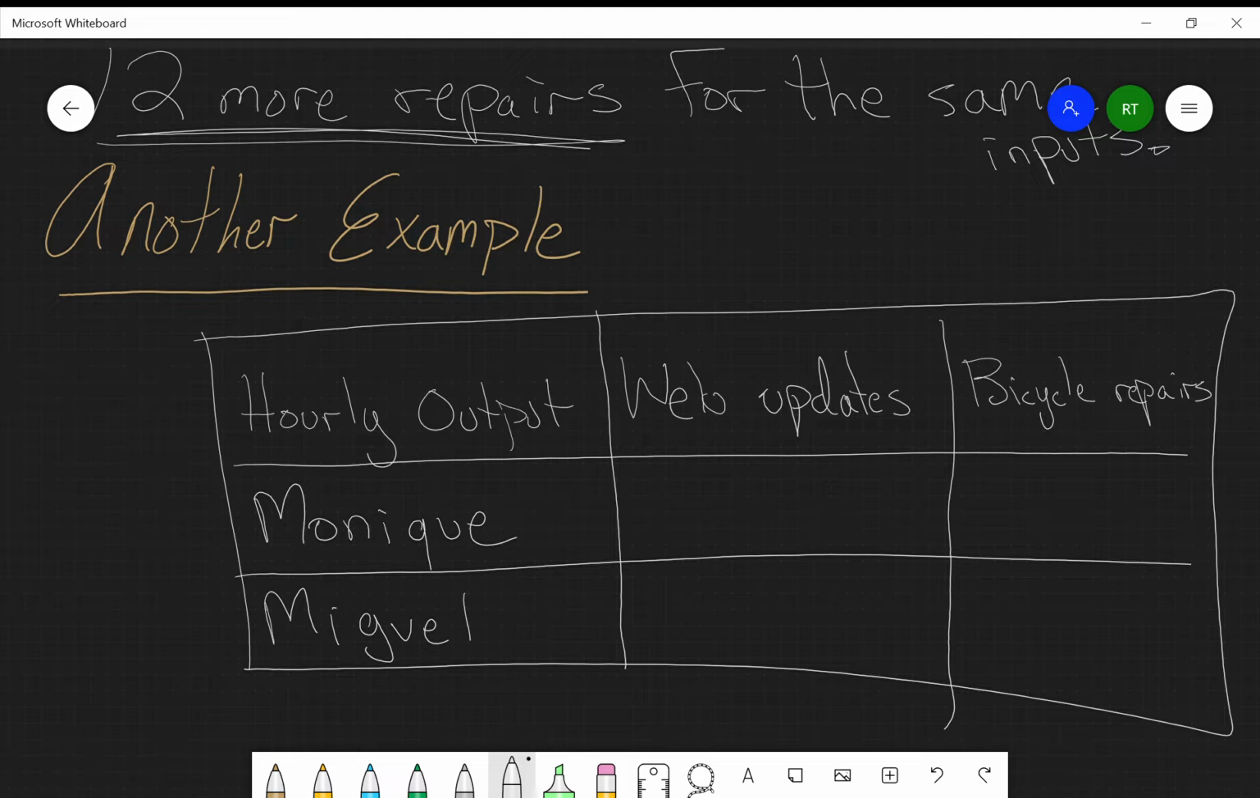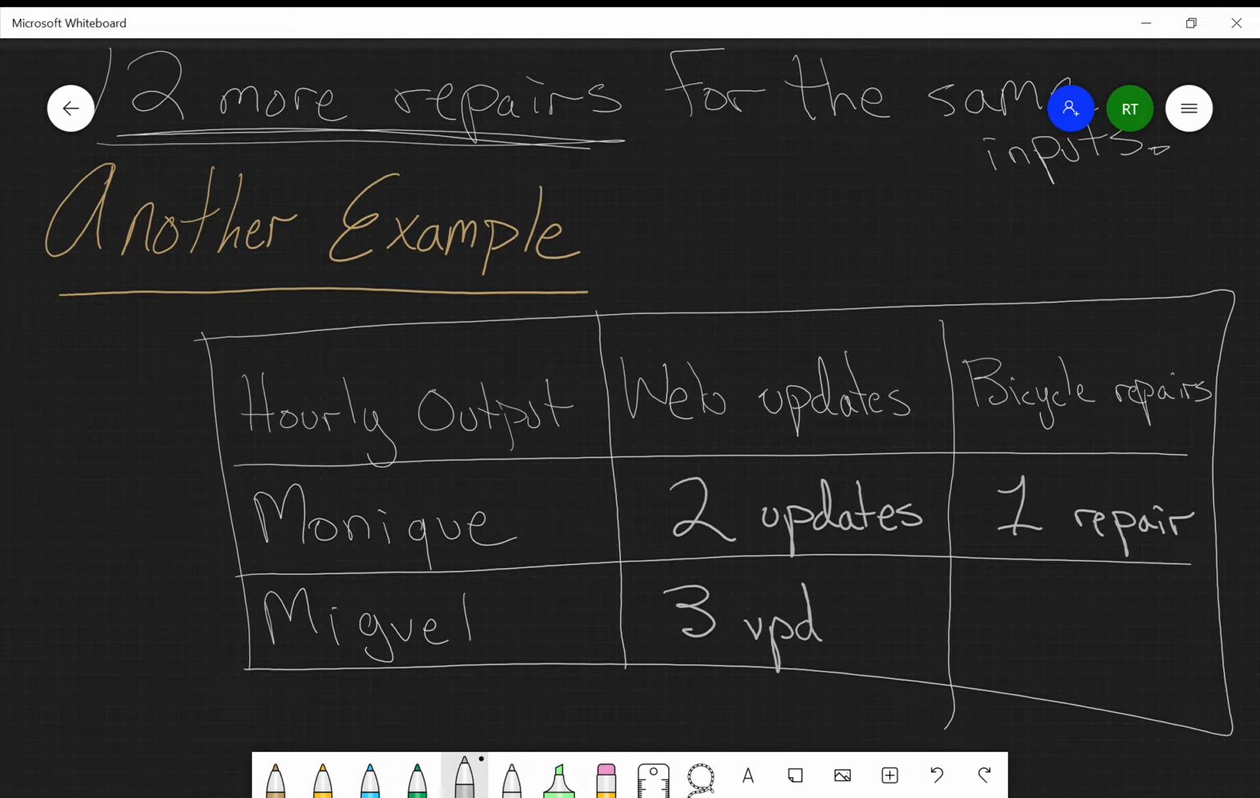Excellent. So we are told the following information. In an hour, Monique can do 2 updates. And in an hour, Monique can do 1 bike repair. Miguel, in 1 hour, can do 3 updates. And in that same hour, can do 3 repairs.